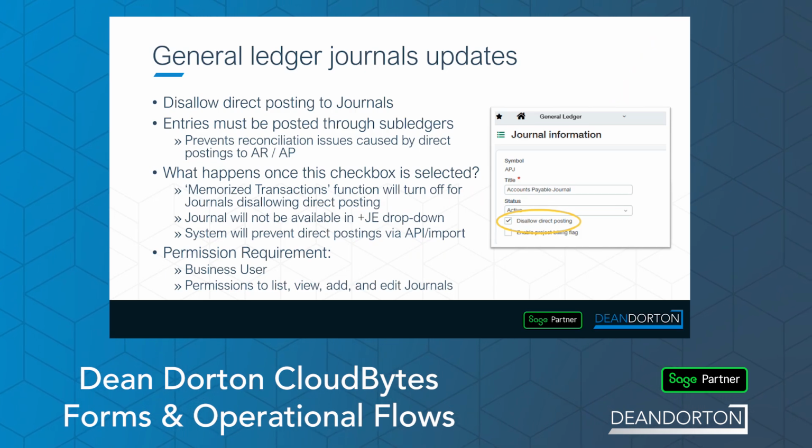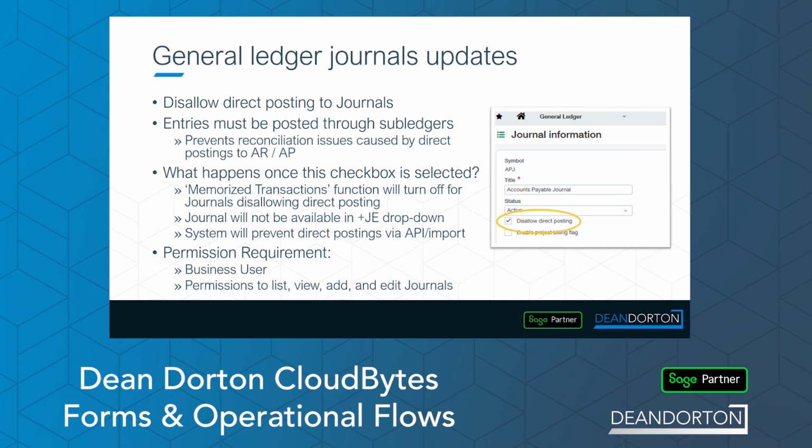General Ledger journal updates. Now you can disallow direct posting to journals. So in this example, you see on the screen, AP, the accounts payable journal. If you check that box, what's great about it is that you cannot then post a general ledger entry, or a direct entry, I should call it, into the AP journal. It has to be something that is coming from the accounts payable module.